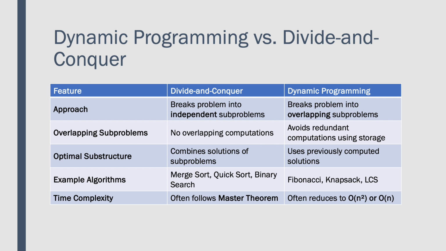And divide and conquer combines solutions of subproblems at the end to get the final result, and dynamic programming uses previously computed solutions to get the final result. So the examples are merge sort, quick sort, and binary search for divide and conquer, and dynamic programming has the Fibonacci series, knapsack algorithm, and LCS. And divide and conquer often follows the master theorem for time complexity, and dynamic programming often reduces to big O n squared or big O n.